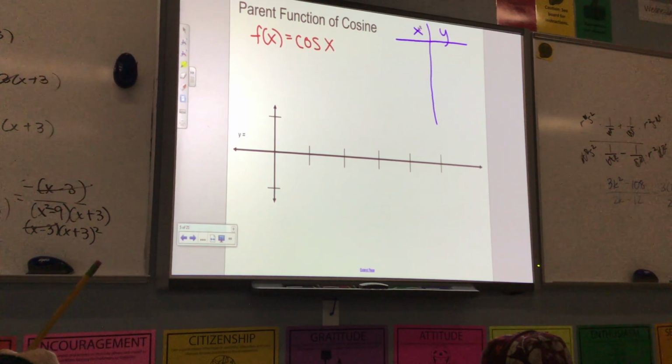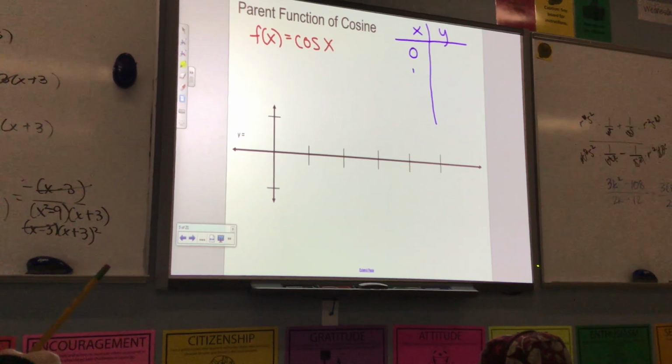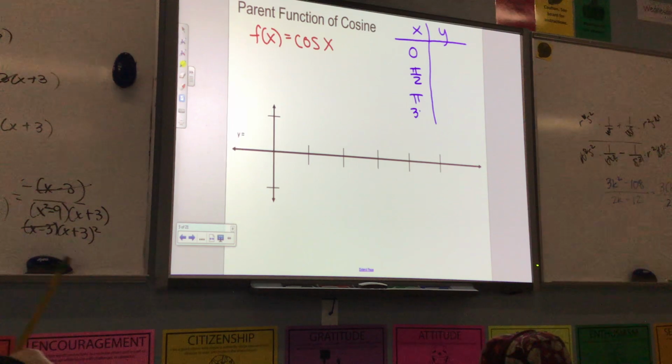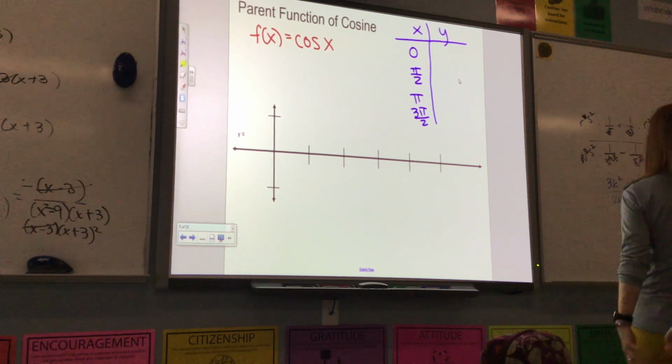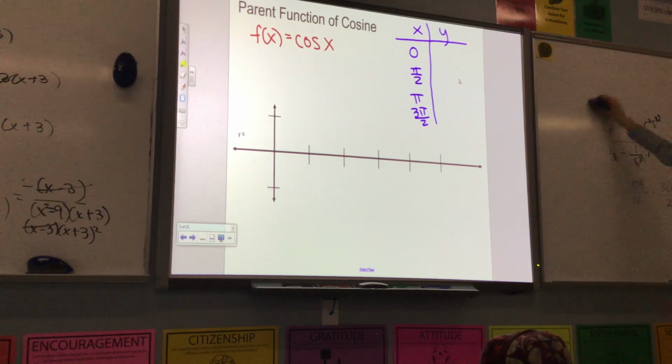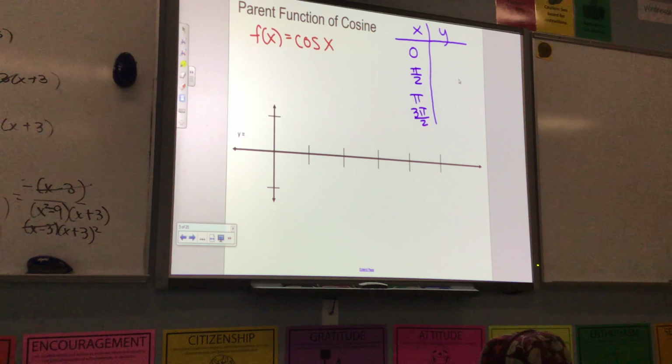So I want you, on here, we're just going to do our first rotation. So we're going to do 0, pi over 2, pi, 3 pi over 2. I'm going to run out of space. 2 pi is just 0 again. So we're going to plug those in. So you have to evaluate the cosine of 0. The cosine of pi over 2.